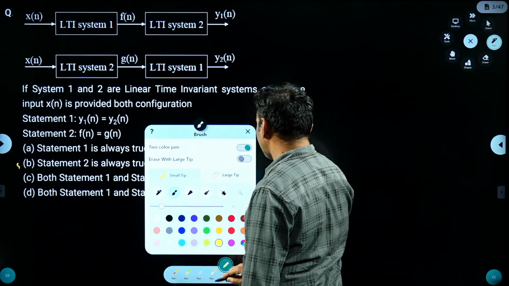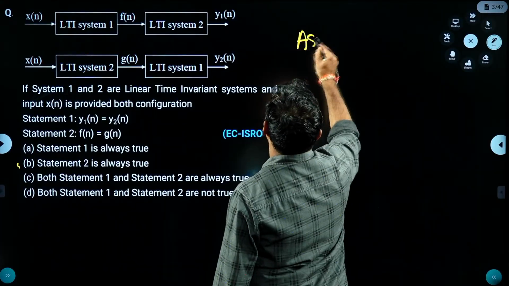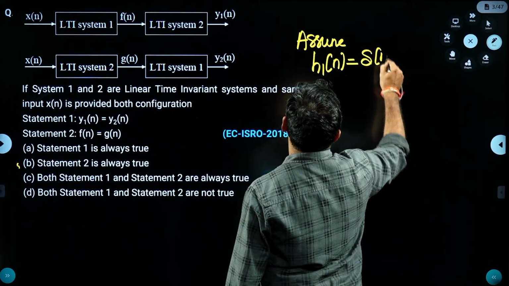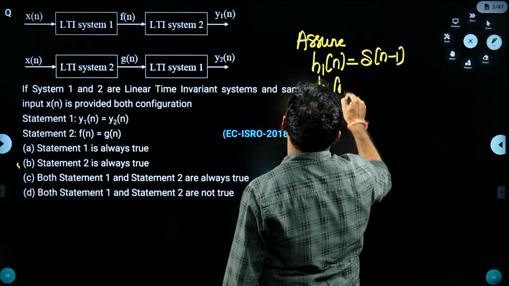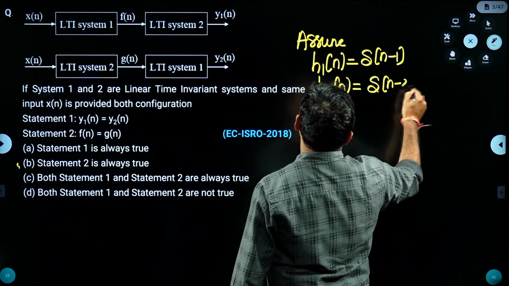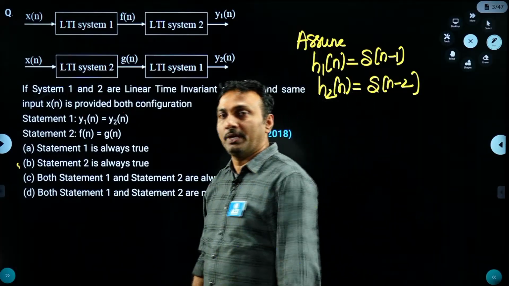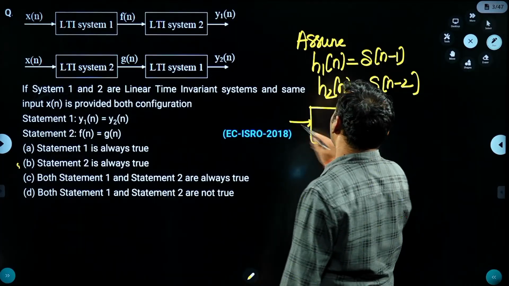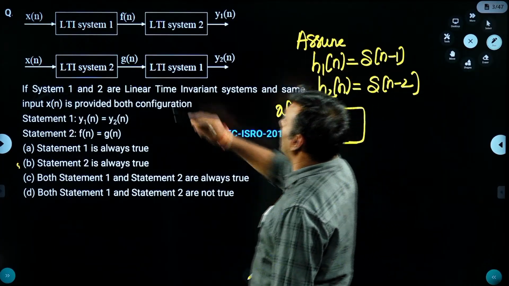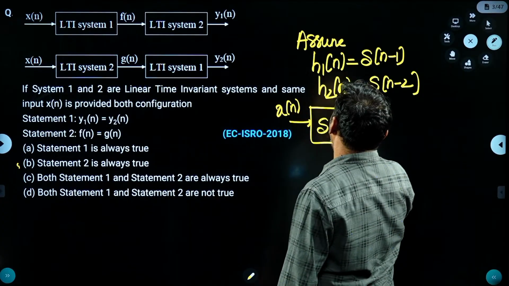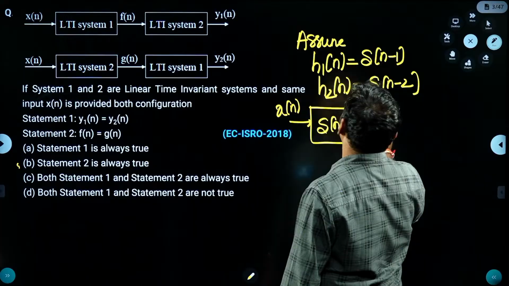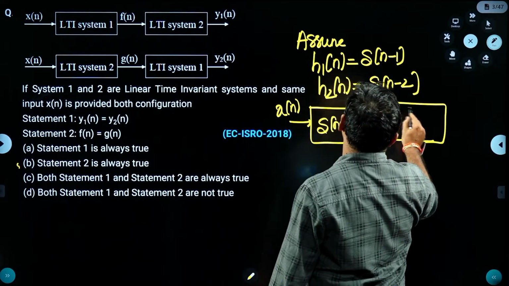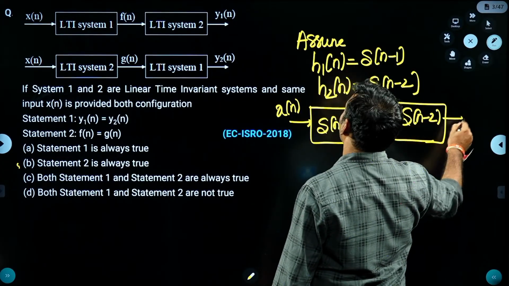Assume, for understanding purpose, h1 of n as del of n minus 1 and h2 of n as del of n minus 2. For verification purpose, assume like that. So when you see the upper block diagram, we are choosing this as del of n minus 1. Here it is named as f of n. What is the second system we want to consider? Del of n minus 2.